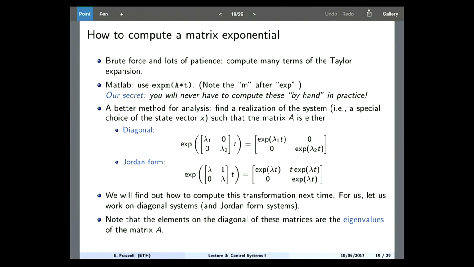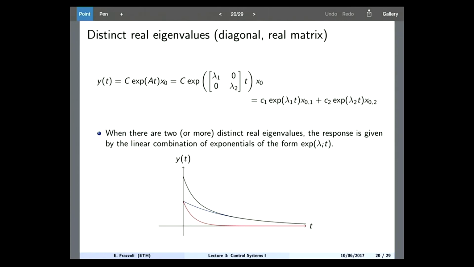Now, if you remember, you may have done something like this already, looked at similarity transformations and things like that in linear algebra, if you're taking any linear algebra class. You may recognize that the terms that appear on the diagonal, both in this case and in this case, are actually the eigenvalues of the matrix A. Okay? Good. Let's move forward.